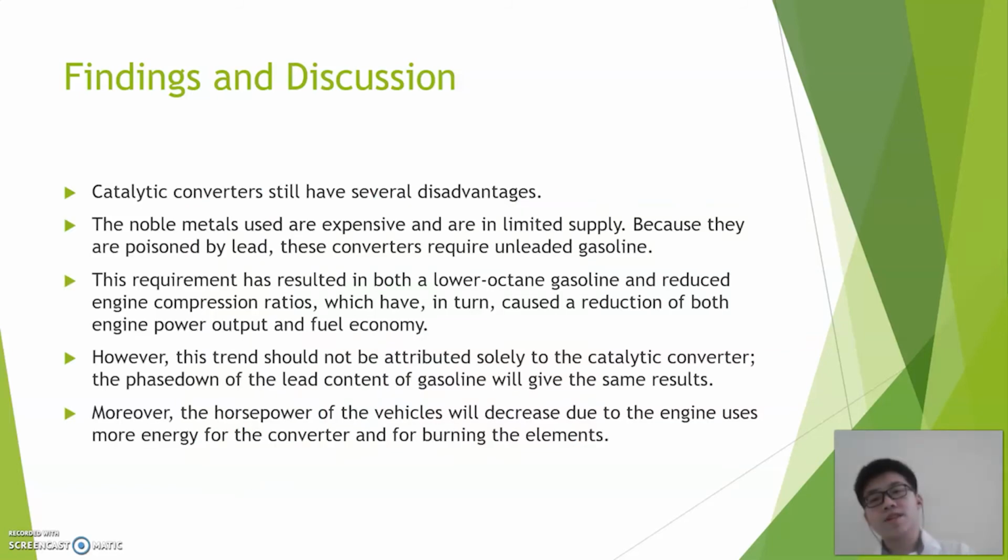However, the catalytic converter still has several disadvantages. The noble metals used are expensive and are in limited supply. Because they are easily poisoned, these converters require unleaded gasoline. This requirement has resulted in both a lower octane gasoline and reduced engine compression ratio, which has in turn caused a reduction of both engine power output and fuel economy. However, these trends should not be attributed solely to the catalytic converters. The phase down of the lead content of gasoline will give the same result.